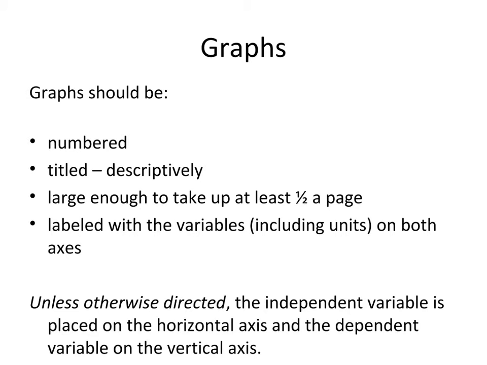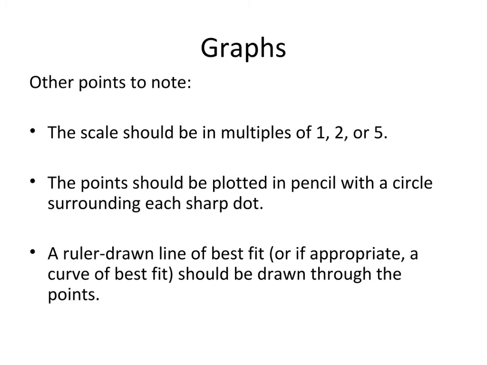And unless you're otherwise directed, the independent variable should be placed on the x-axis, or the horizontal axis, and the dependent variable should be on the vertical axis, or the y-axis. There are some occasions in which we'll reverse those, but you'll be told when that happens. That's really because there's a convenience. When we're looking for certain relationships, sometimes it's easier for us to switch them.